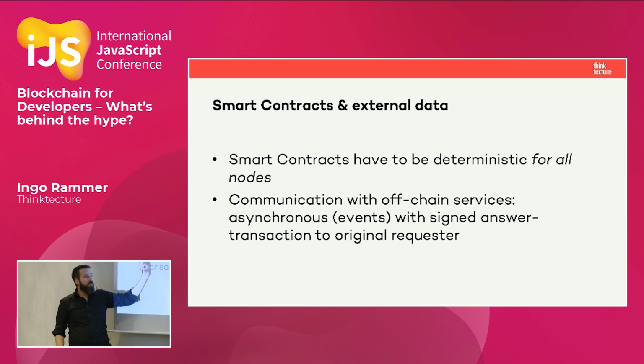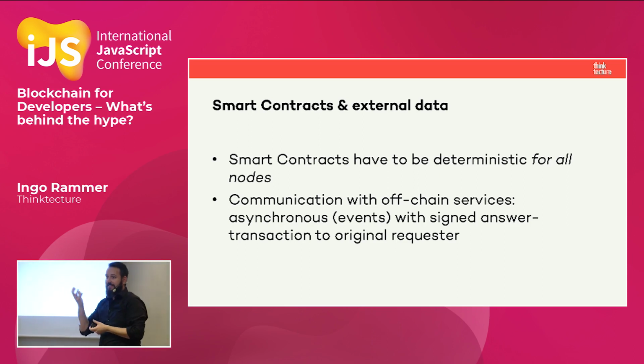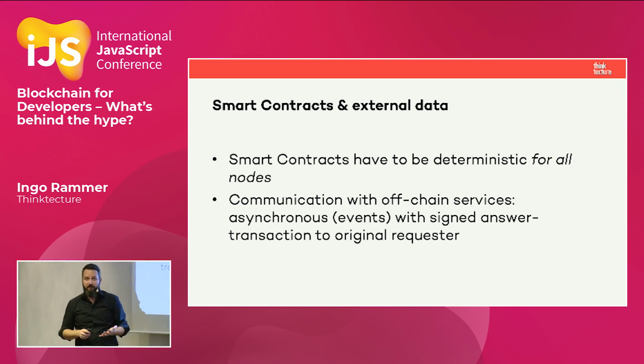And the answer is you always have to do this in two different steps. There have to be two transactions whenever you work with an external system. Somebody says, oh, please find this information in my database. Find out who is the customer with the ID 1234. What's their name? And on the other side, you have a process running which listens to these kinds of events, takes the information, the request from the blockchain, processes it, and sends a signed response answer to the original requester. Because otherwise the other nodes could not verify your claim.